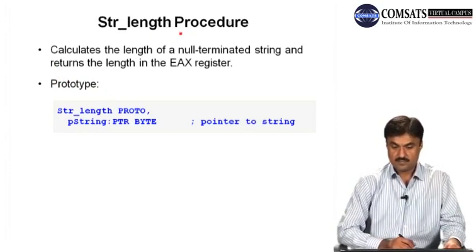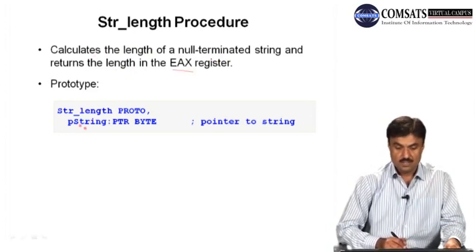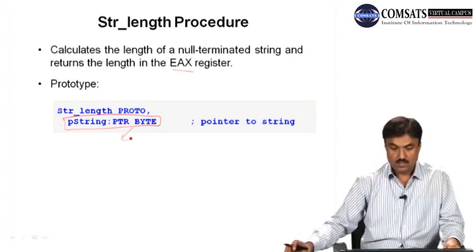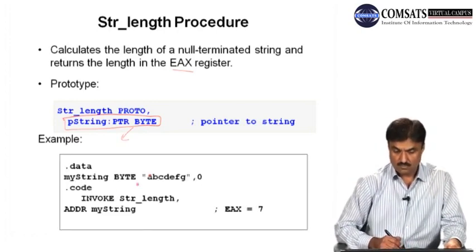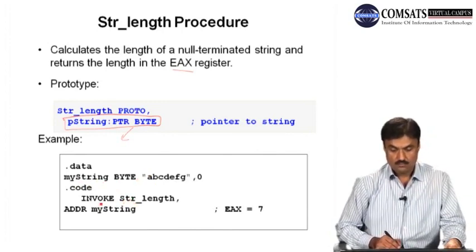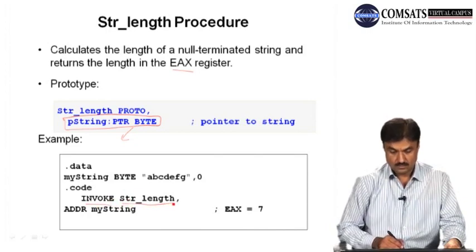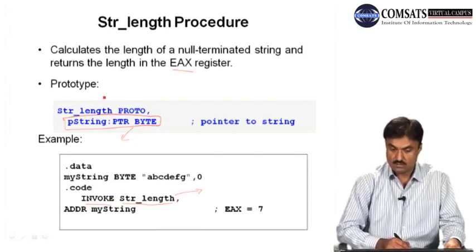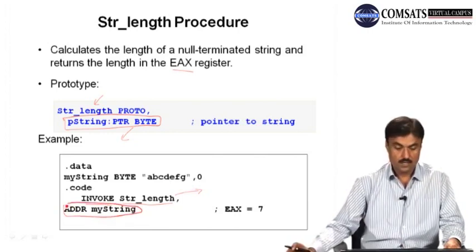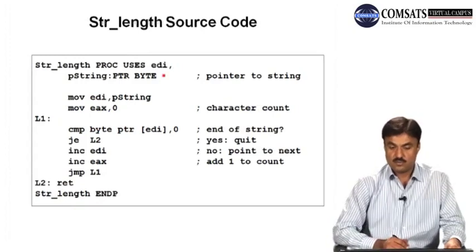String length is a procedure that calculates the length of a null-terminated string and returns the length in EAX. This procedure has only one parameter, a pointer to the string array or byte array. For example, how can we call it? Invoke Str_length. Str_length is the name of the procedure that we are going to create, and we pass the parameter by reference, the address of the string. And this is the actual procedure.